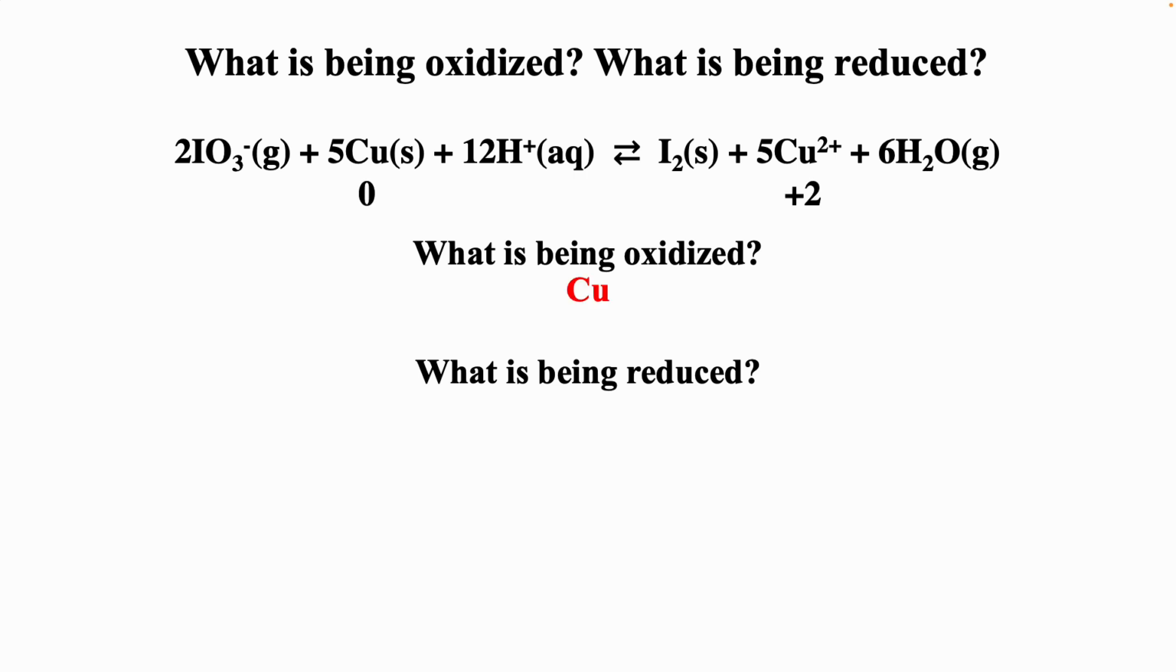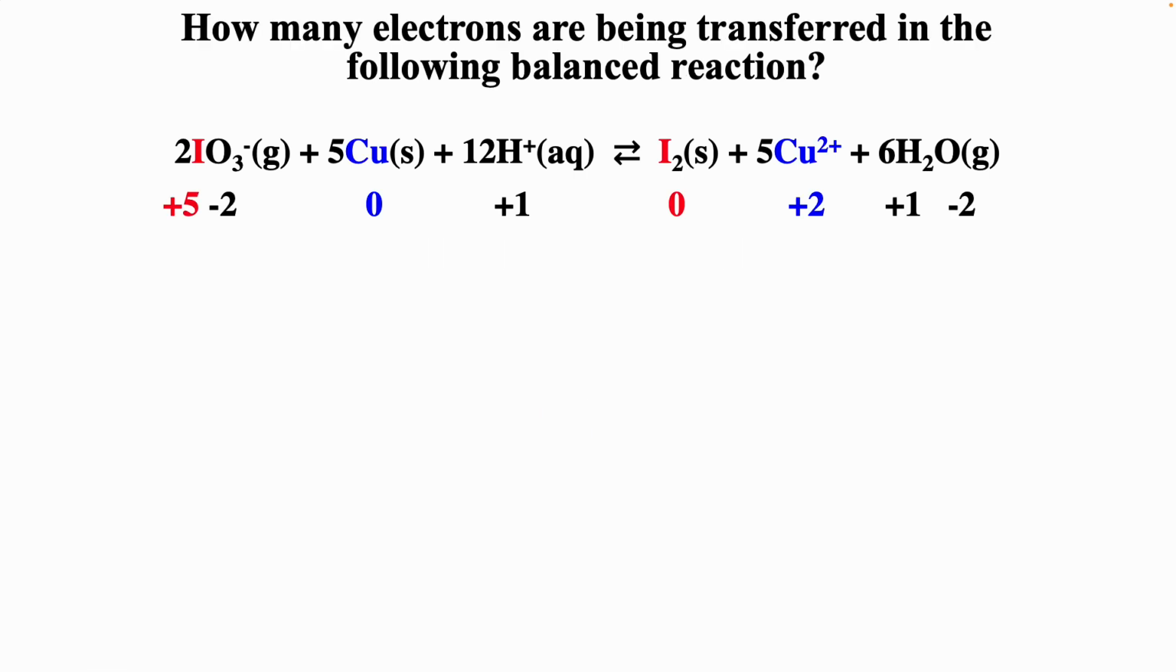And so if we look at it, copper here is by itself, so its oxidation state is 0. Here it has a +2 charge, and so the oxidation state is +2. Again, that coefficient does not affect the oxidation state. Now if we look at the iodine, here it's by itself, so it's 0. Now here, the oxidation state of iodine minus 6 equals minus 1, so the iodine must be a +5. And so the copper is losing electrons, so it's being oxidized. And the iodine is going from a +5 to a 0, and so the iodine is gaining electrons, so it's being reduced.